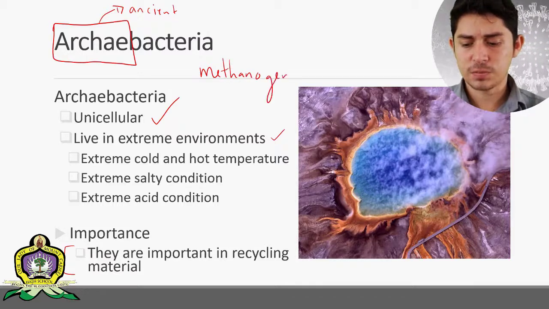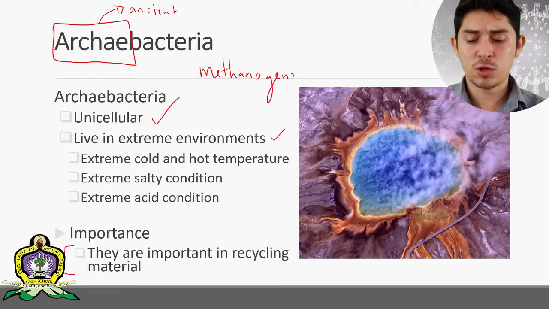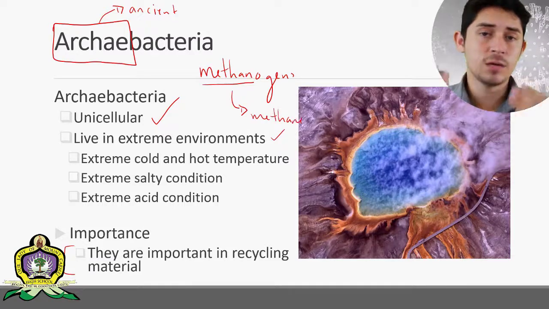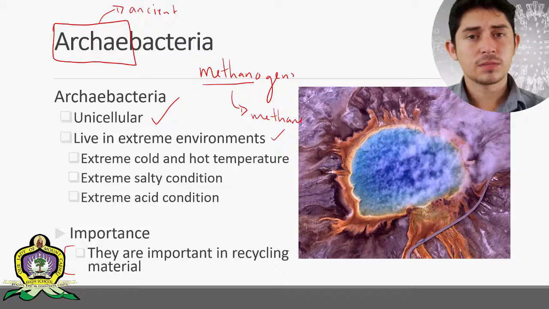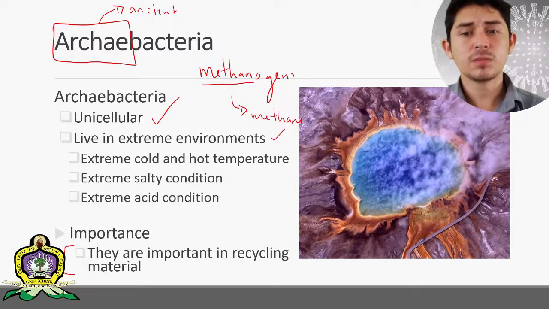Methanogens. Methanogens are a type of archaebacteria that can produce a gas known as methane. And methane, if you're able to harvest it, you can use it to cook your own food and power your stove. So that's more or less how archaebacteria are relevant to us.